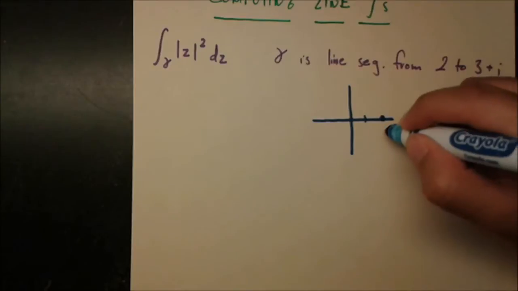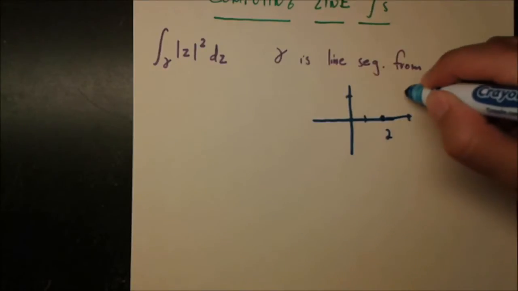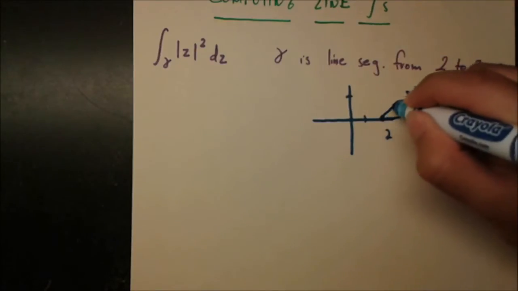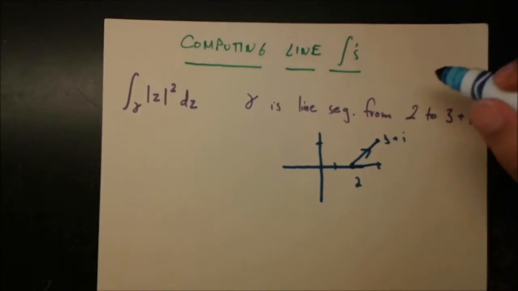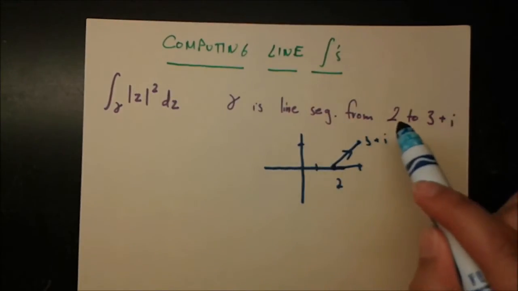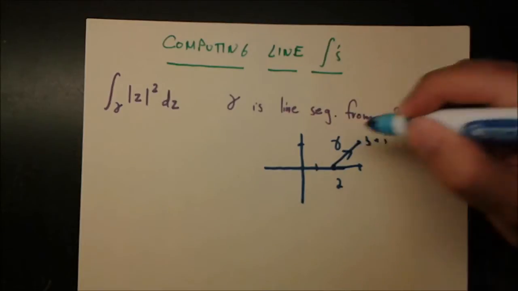It'll help you. So here's 2, here's 3 plus i, and the line segment is like this. And it has a direction, which we know because it's from 2 to 3 plus i. And this is our gamma.